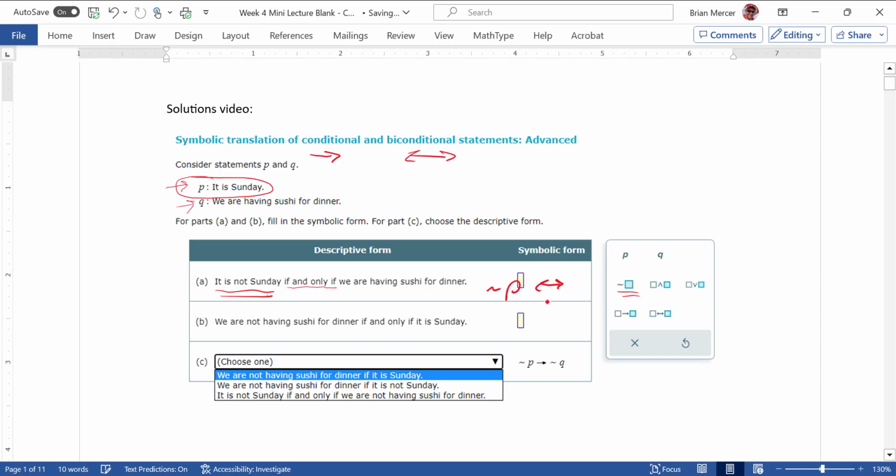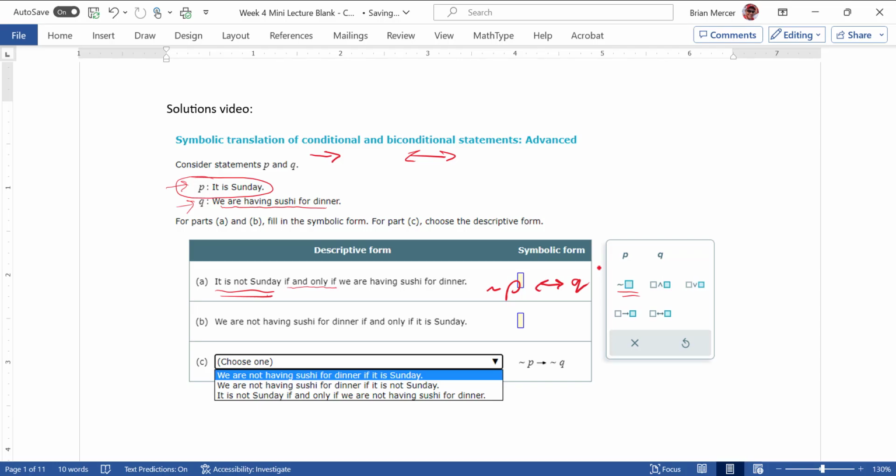If and only if we are having sushi for dinner. Statement Q is that we are having sushi for dinner, so that's just if and only if Q. So not P if and only if Q is the symbolic form of this statement.